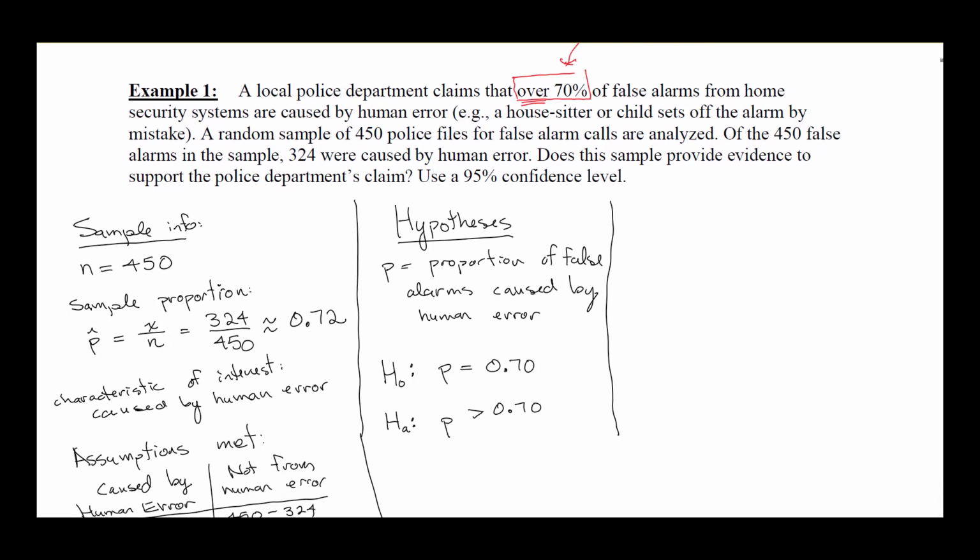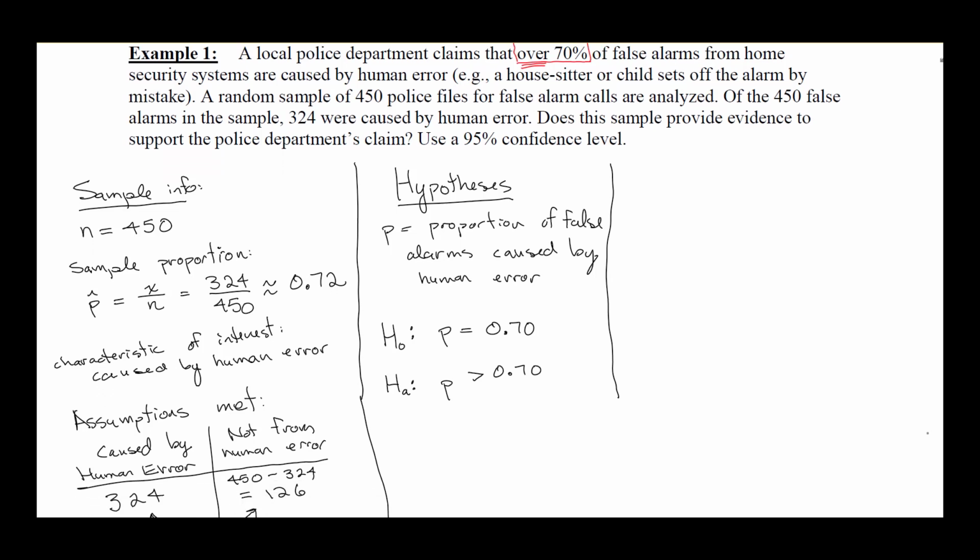Okay, now we also want to write down our alpha. So our alpha is what? 1 minus the 95%, except we write it as a decimal, so this is going to be 0.05. So that's our alpha.